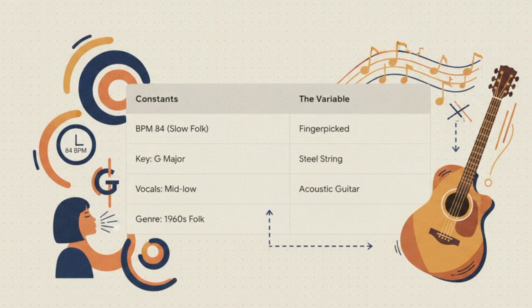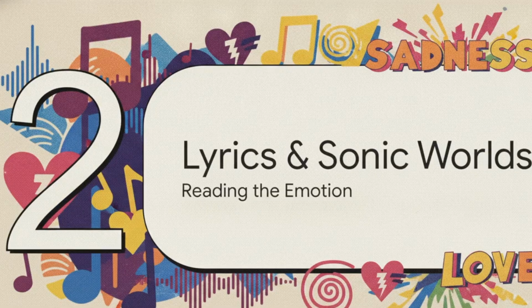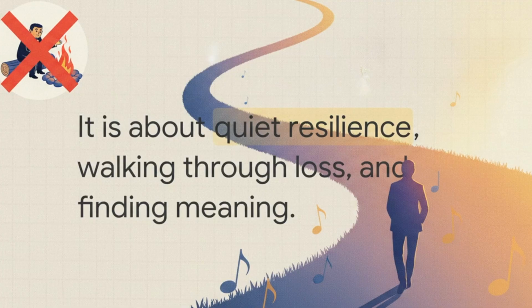Against that solid baseline, we place our single, independent variable, a steel string acoustic guitar, played specifically with a finger-picked technique, not strummed, finger-picked. Which brings us to lyrics and sonic worlds, reading the emotion. Okay, before we get to the results, we need to understand a massive secret about how these systems actually work. The AI actually reads the emotional weight of your lyrics to build a sonic world around them. For this experiment, the lab created an original song called The Road That Made Me. It's all about quiet resilience, walking through loss and finding meaning. The lyrics carry a really heavy reflective philosophy.